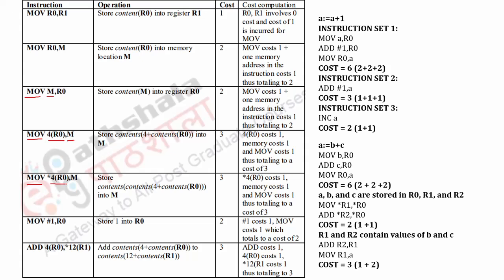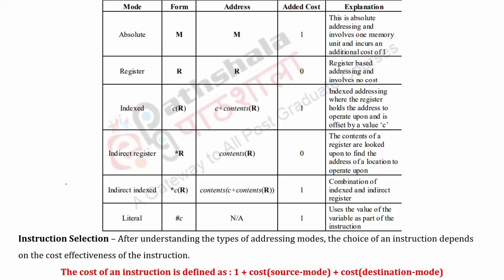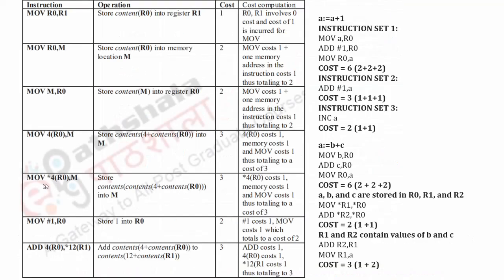Similar to it, this is the combination of the previous ones, that is what we call an indirect indexed mode. So here also for this one the cost is 1, for star 4 of R0 the cost is 1, for memory the cost is 1. So 1 plus 1 plus 1, the total cost is 3.